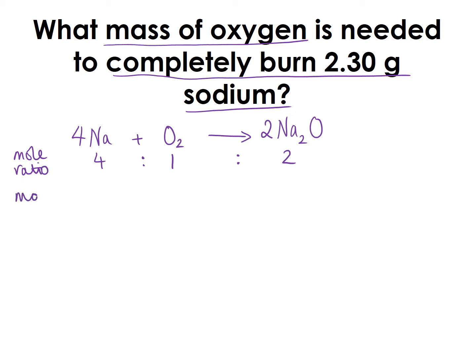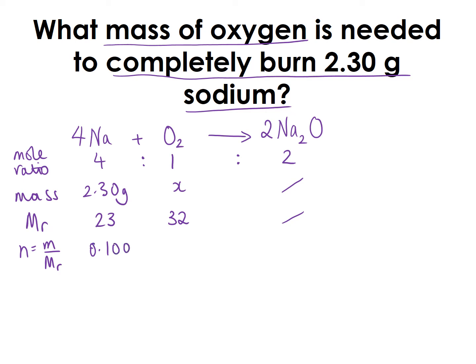The mass, we know that we've got 2.30 grams of sodium, and we're asked to calculate the mass of the oxygen gas. The MR then, well, for sodium it's just the same as the relative atomic mass, so that would be 23. And for oxygen, it's O2, so that will be 2 lots of 16, which is 32. Again, we're not really interested in the sodium oxide, we don't get any credit for that. Moles equals mass over MR. So for the sodium, 2.30 divided by 23 is 0.100 moles.